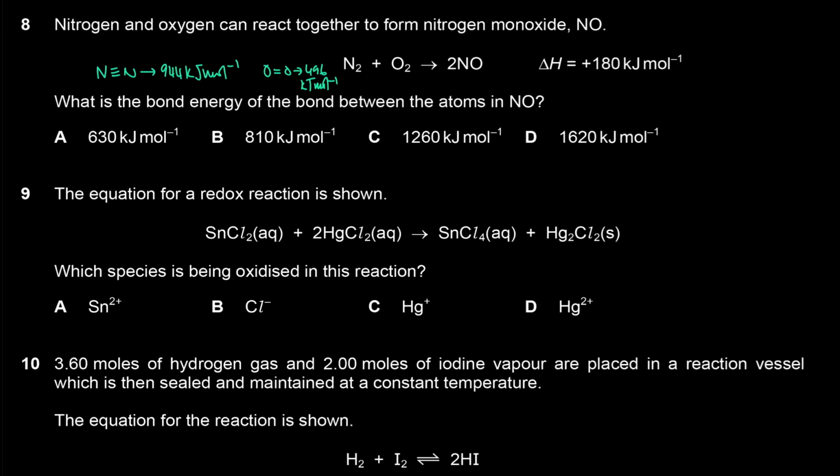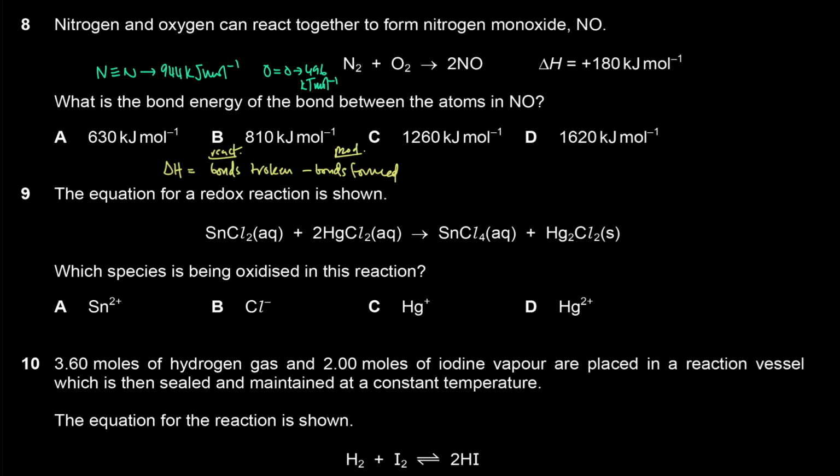Now, does anyone remember how we calculate the enthalpy change if they've given us bond energy data? They've given us the enthalpy change over here, and they've also given us the bond energies for nitrogen and oxygen. We have to find the NO bond energy. The enthalpy change of a reaction in terms of bond energies is the bond energies of the bonds broken minus the bonds formed, or the bond energy of the reactants minus the bond energy of the products.